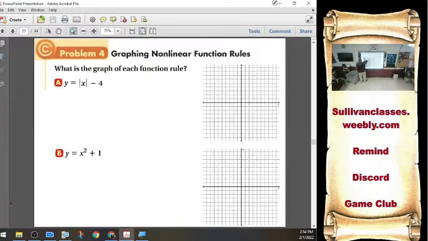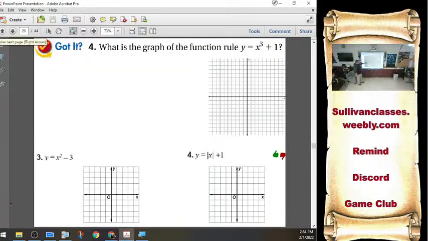So, don't worry about the ones at the bottom. We'll talk about that afterwards. I want you to try this one. It is nonlinear, and it does not look like any of the graphs that you have done yet. Go!